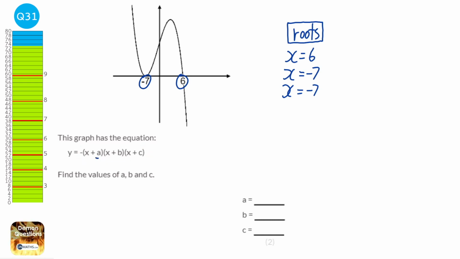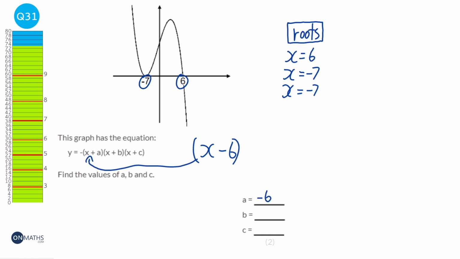So if we imagine a, what does a have to be to make this whole thing equal 0 when we look at the fact that a root is at 6? Well, if we put a at -6, we get x minus 6 in that bracket there. And if we put in the value of 6, then it's 6 minus 6, which is 0, and so the whole thing is 0, because anything times 0 is 0. So if a is -6, let's have a look at b.